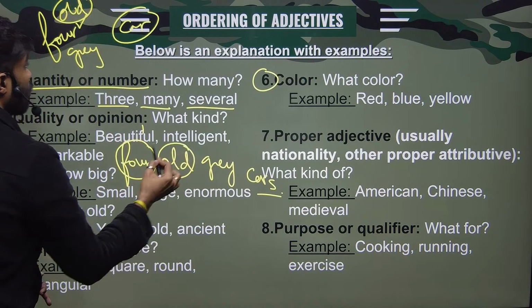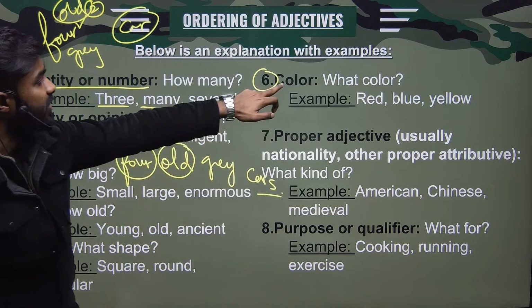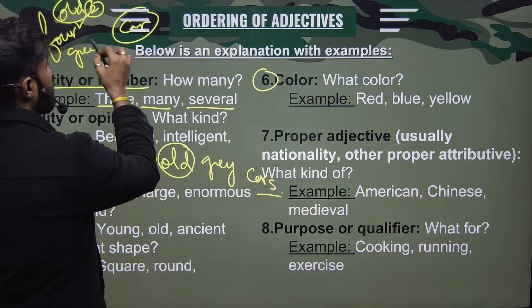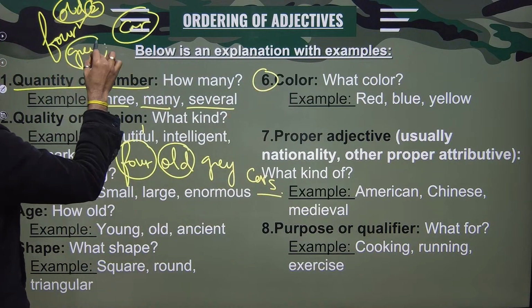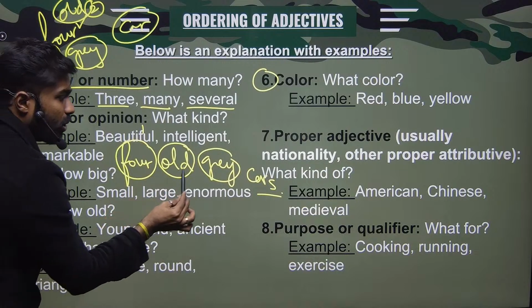See, old. This will be my second one. And then the sixth one here, which is my third one. Color. Okay. Then I will go for color gray. So the correct answer will be 4 old gray cars.